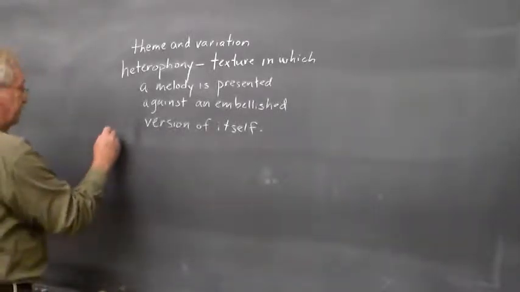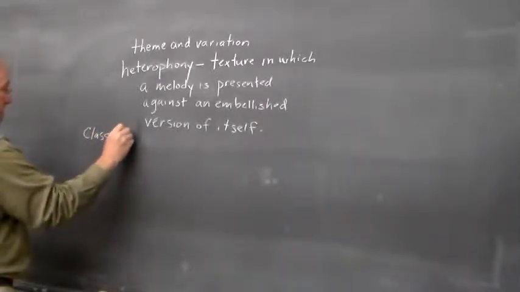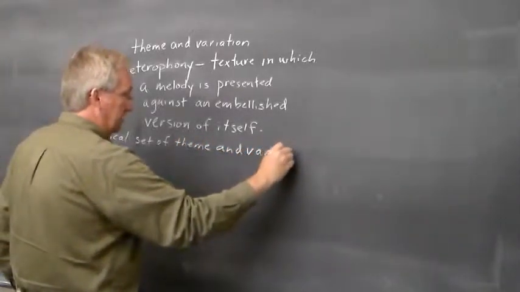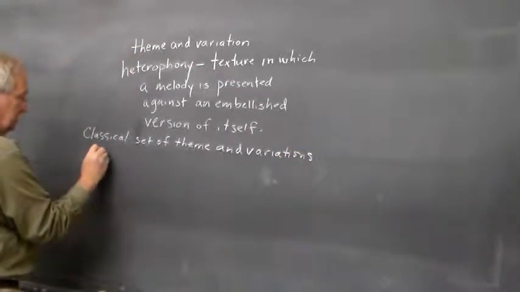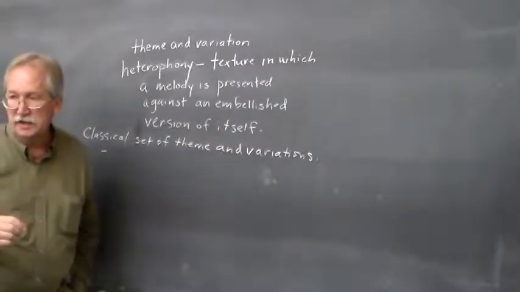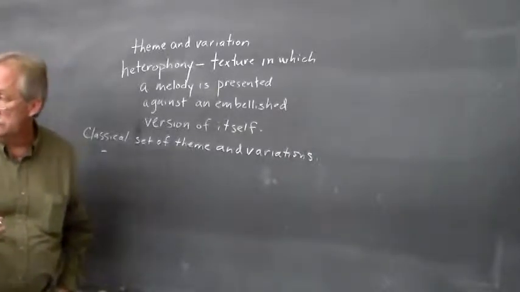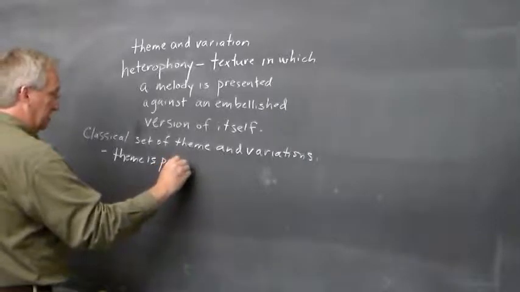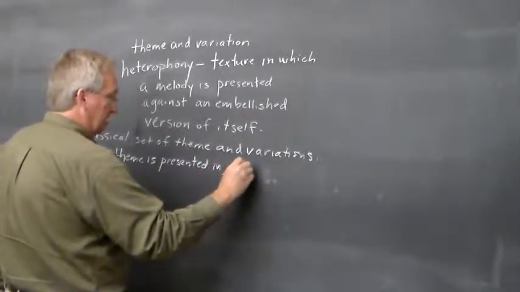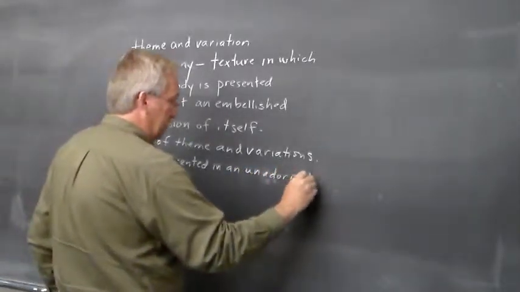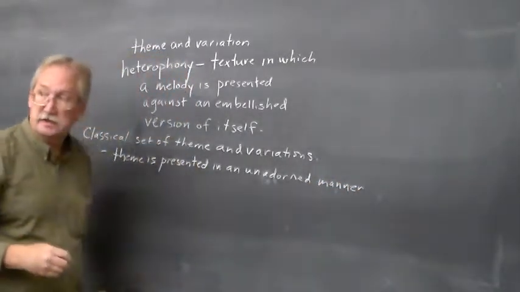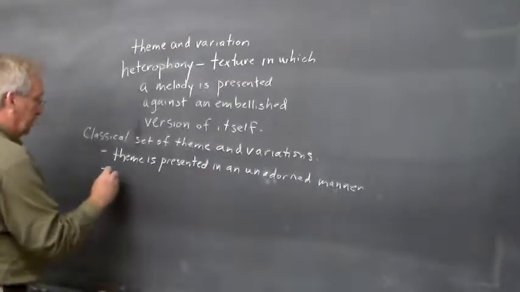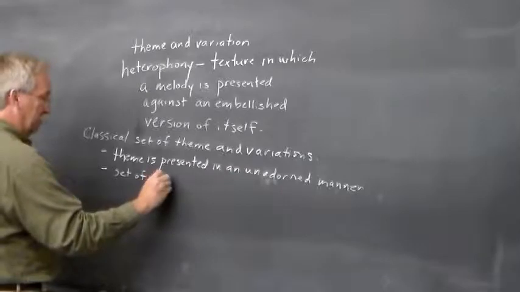So some things that we'll see in a classical set are these ideas, and just remember that Brahms is very much influenced by Viennese classical composers and composers, you know, from before. So the first thing is that the theme is presented in an unadorned manner. And then you will have a set of variations that animate the theme.